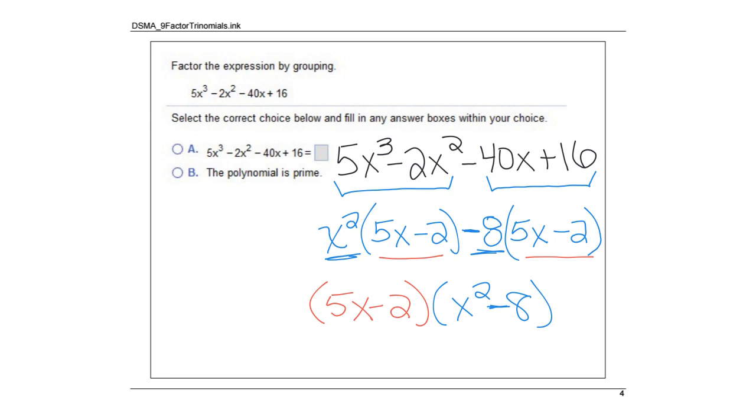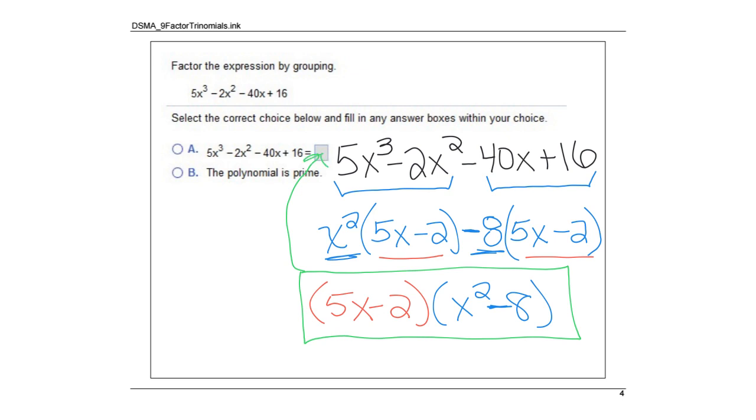Now, since 8 is not a perfect square, we are not going to go that next step right now, even though it's a difference. And I could technically use the square root of 8. We're not going to do that. We're going to stop there. So this is our answer.